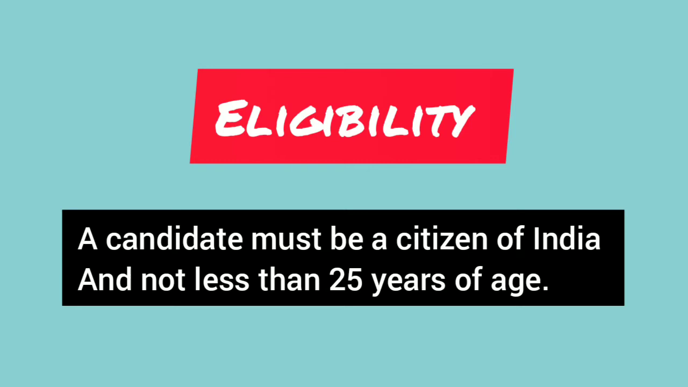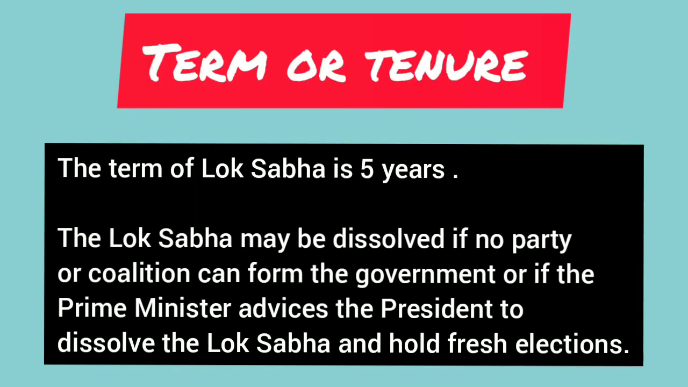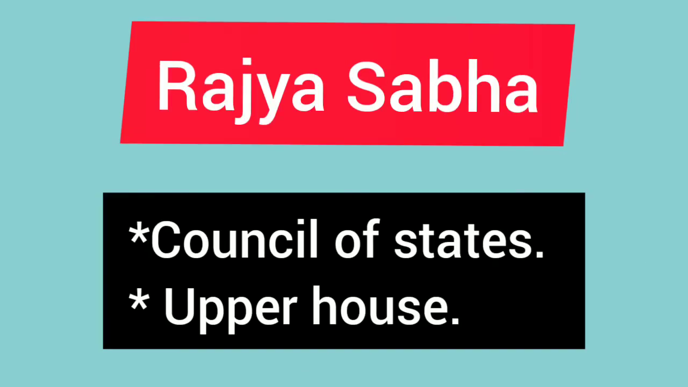Beta, the term of Lok Sabha. In this, the members of Lok Sabha are elected for a term of 5 years. If the party in power loses its majority, the president can dissolve the Lok Sabha before its term is over. On the other hand, in case of an emergency, the term of the Lok Sabha can be extended for 1 year. Now we will talk about the second house, that is Rajya Sabha.